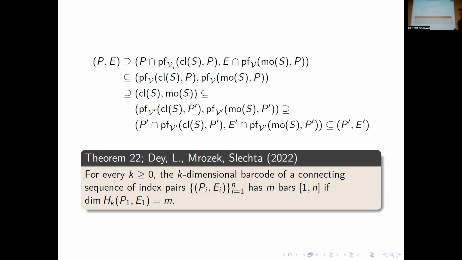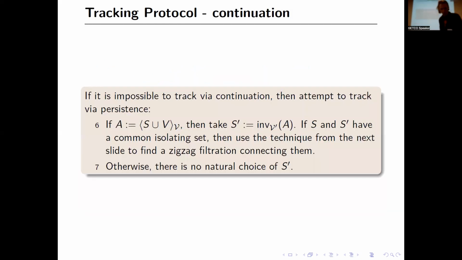So yes, this is what we get, but this is what we expected, because by continuation we wanted to preserve the dynamical features of the isolated invariant set that we are tracking. So this is okay, but we can go further, and as I mentioned, in this one case of our tracking protocol, we may fail to continue.